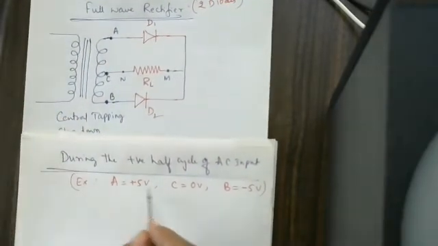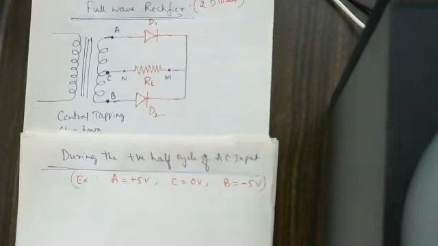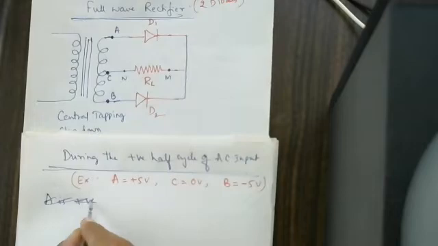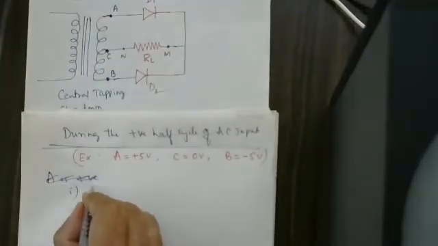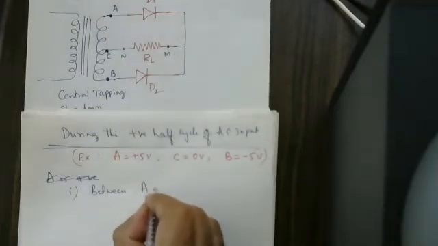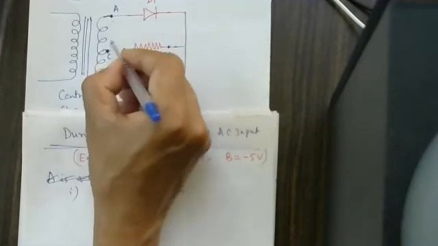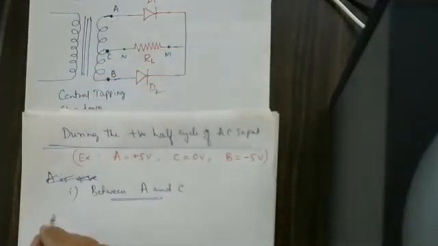If this is the concept here, then how am I going to explain the reason, and how are we going to understand? So here A is positive. Point number 1, I will write: between A and C, one by one I will choose. I will choose between A and C. Which is positive now? A is positive.